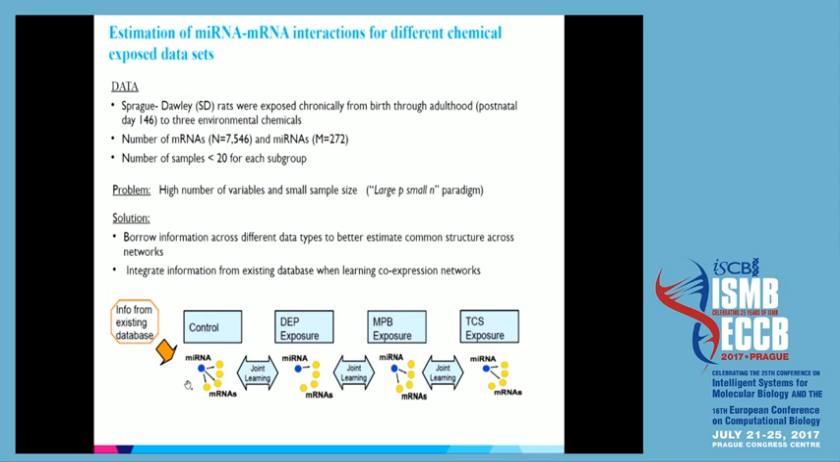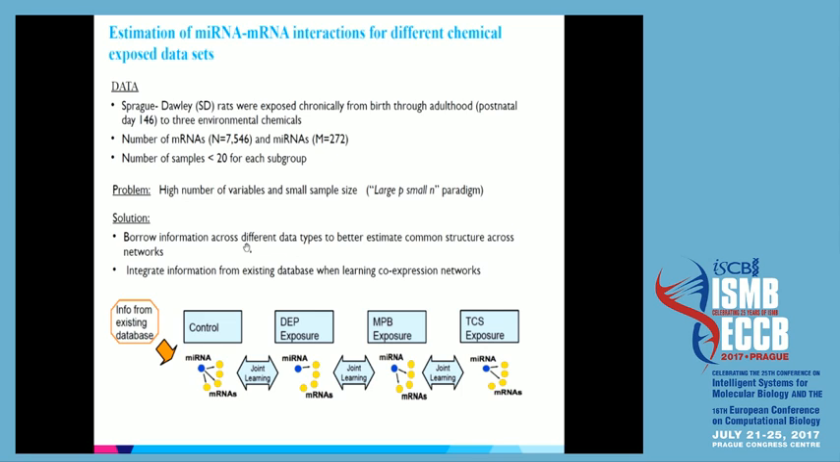So basically, some issues arose because of the small sample size of our data set. So we basically have microRNA expression and messenger RNA expression for a control group and different exposure conditions, so DP exposure, MPB, and TCS. And the sample size is like 20 samples per group, or even less than 20 samples. And the number of messenger RNAs after some pre-filtering is 7,500, while the microRNAs are 272. So this is kind of a tricky problem from a statistical point of view.